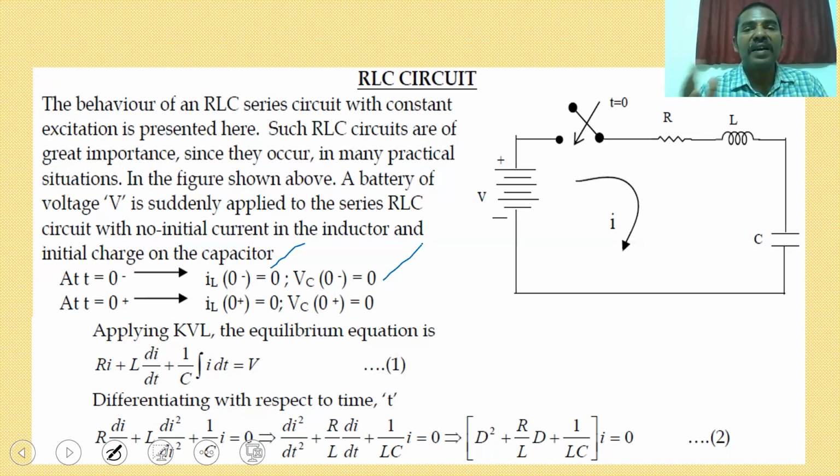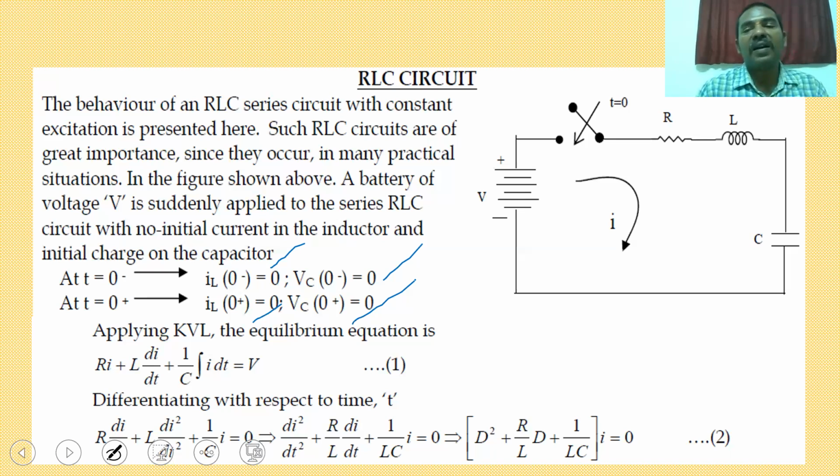The capacitor never takes instantaneous voltage; it will be short circuited. So I of 0 plus is 0, and VC of 0 plus is also 0. Then coming to the equilibrium equation by using KVL application.